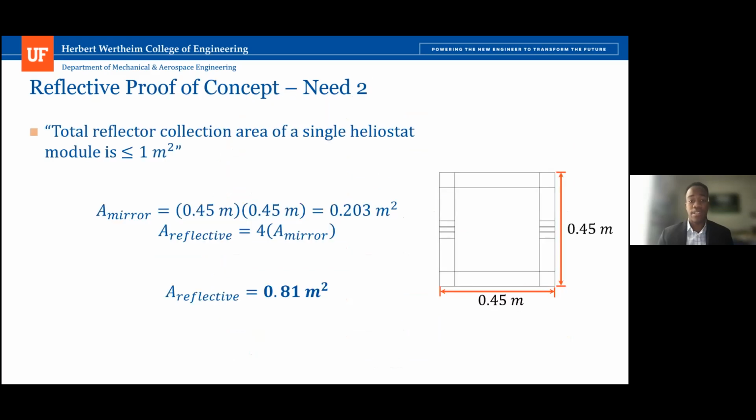Need 2 clearly states that the area of a single heliostat module must be less than or equal to 1 meter squared. The area was found by simply calculating the area of each mirror, then multiplying it by the number of mirrors of the heliostat. Ultimately, the reflective area of a heliostat is 0.81 meters squared, which is under 1 meter squared. Thus, customer need number 2 is met.